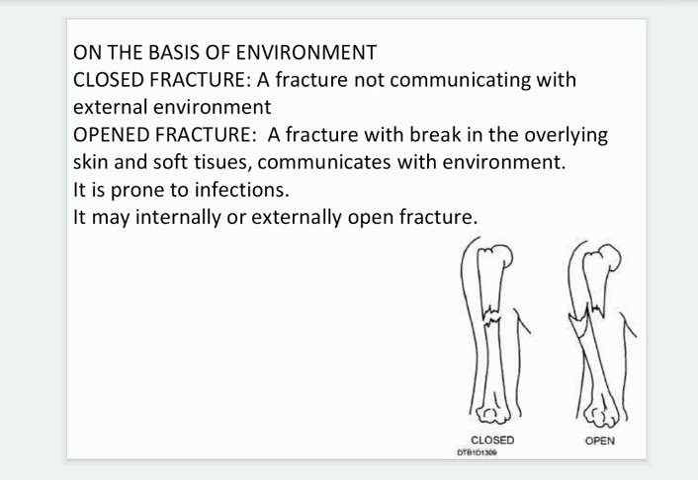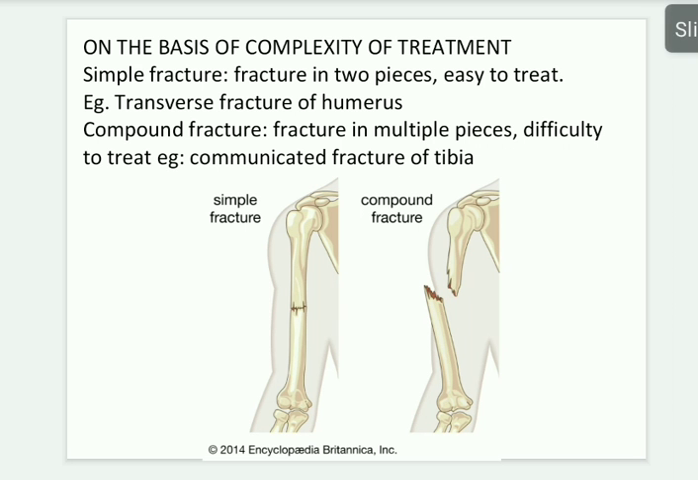And on the basis of environment, it might be closed or open. As you can see in this picture, you can clearly understand. A fracture not communicating with the external environment is closed. And the open fracture is a fracture with a break in the overlying skin and soft tissues and communicating with the environment. And it is more prone to infections as it is exposed to the environment. And it is internally or externally open fracture.